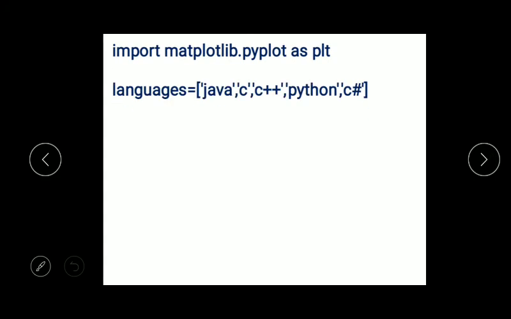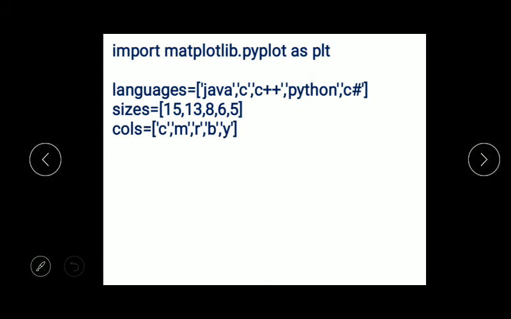Now look at the example. import matplotlib.pyplot as plt. I am taking the same values for labeling. languages equals Java, C, C++, Python, C#. Then sizes equals 15, 13, 8, 6, 5. Okay, the same program. colors equals cyan, magenta, red, blue, yellow. Then explode.